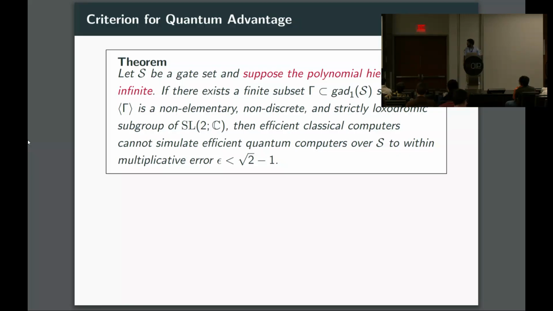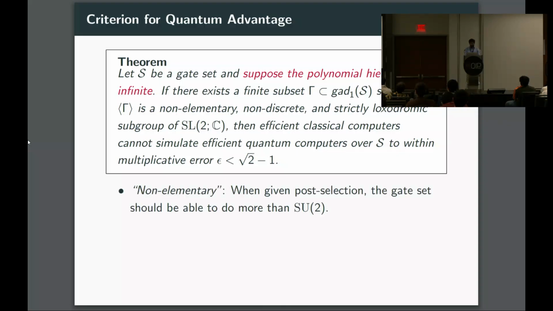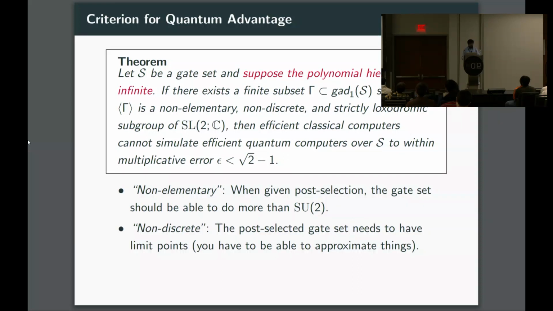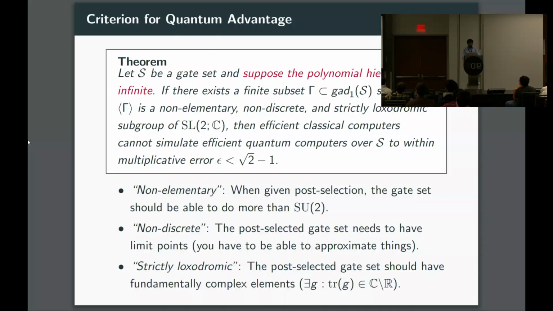And just to open up the conversation a little bit and give some intuition for these three mathematical properties: very roughly, non-elementary means that when you're given post-selection, your gate set should be able to do more than just unitary things. Because post-selection is a non-unitary resource, your gate set should somehow be able to leverage access to that non-unitarity. Non-discreteness means the standard topological thing, meaning that your gate set needs to have limit points. You need to be able to approximate things. And strict loxodromy is an interesting one where you require that your gate set should have fundamentally complex elements. You need to have some generator that has complex trace.